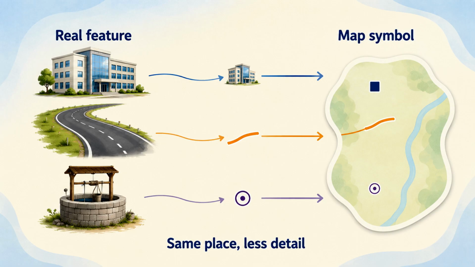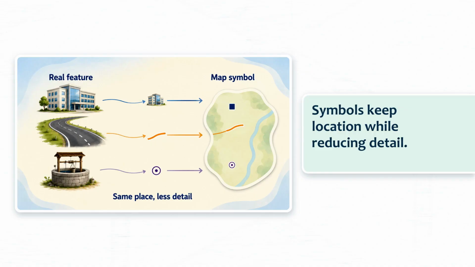Small marks retain the feature's location, and different shapes or line patterns keep roads, railways, and other features from being confused. Notice what the map keeps and what it removes. Symbols keep location while reducing detail. That balance makes the map clear.